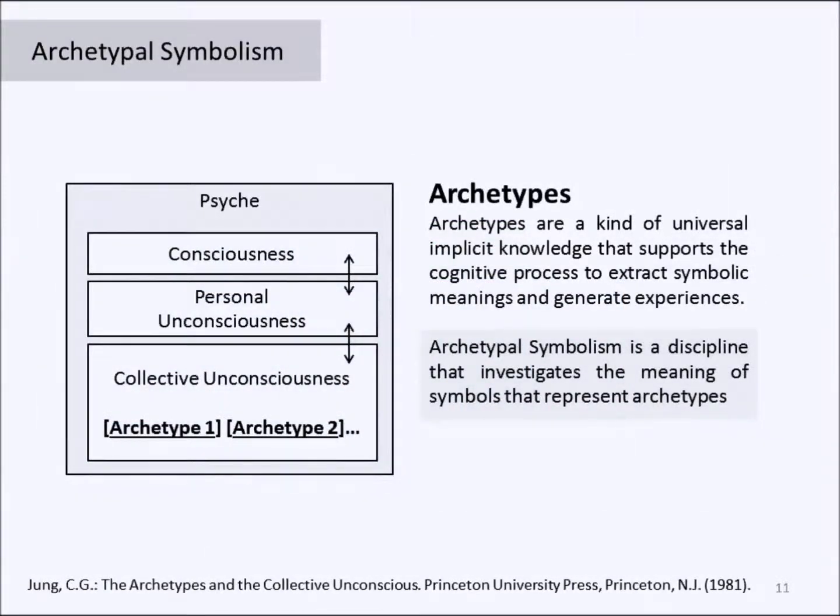The collective unconsciousness is composed of many archetypes. Jung claims that archetypes are the fundamental knowledge that is universal to all human beings, which can be manifest as symbols in different cultures all over the world. Since the theory was proposed, archetypal symbolism has become a discipline that aims at investigating symbolic meanings that are universal across time and culture. It turns out to be a key resource for designing experience through symbolic meanings of the physical environment.